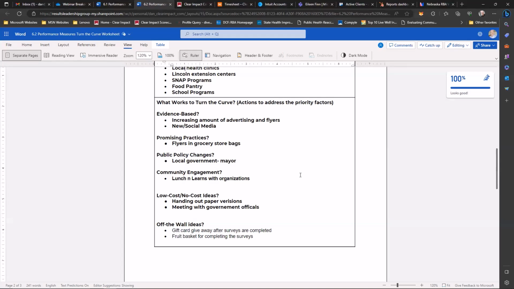A low cost or no cost idea would be maybe distributing paper versions of the surveys at key locations where people would be shopping, just to find out what works and what doesn't work for them. And then meeting with the local government officials to see what the plans are for zoning issues for grocery stores and such. And the off-the-wall idea was potential gift card giveaways when you complete a survey, or perhaps a fruit basket, since we're trying to promote healthy eating.